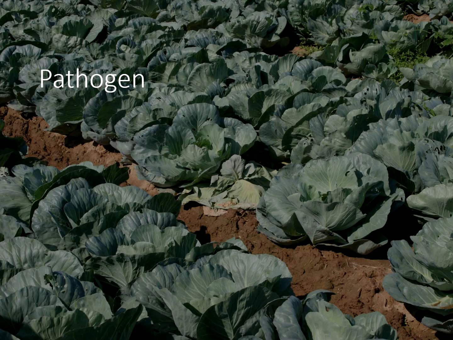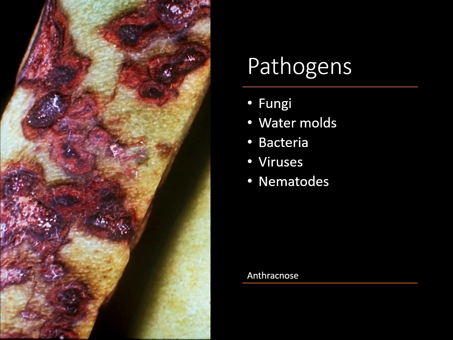Okay, the pathogen. That's the third side of the disease triangle. I saved this one for last. So plant pathogens, as I mentioned earlier, are fungi, water molds. So water molds are fungus-like, but they're not exactly fungi. So we'll use different fungicides for them. They require more water to complete their life cycle, but they are similar to fungi in a lot of other aspects. Bacteria, viruses, and nematodes. Those are all plant pathogens.